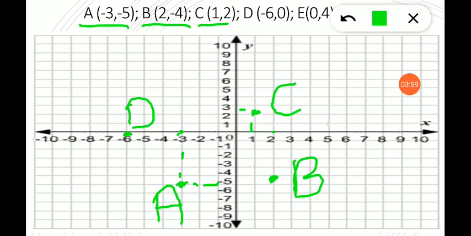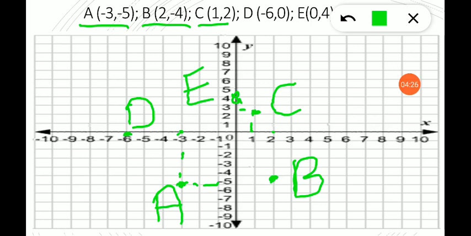Now students, what is point E? And tell me where it will lie. Point E is (0, 4). 0 on the x-axis, 4 on the y-axis. So it will come on the y-axis, this point E.